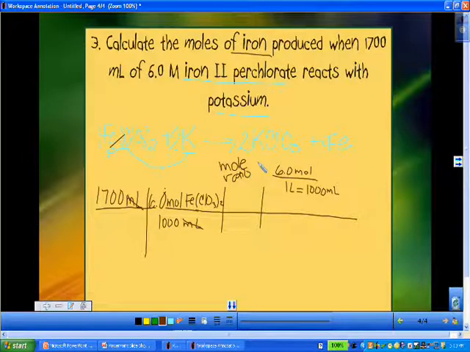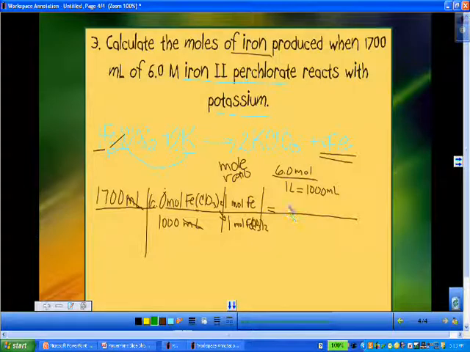Anytime you're going from one compound to another, the mole ratio is what has to be used. So we're going to start with this down here. We're going to put moles of iron 2 chlorate on the bottom, and we're going to look to our balanced chemical equation. We have 1 mole of iron 2 chlorate. Now we need to look at the moles of iron. We have 1 mole of iron. This will allow us to arrive at our answer. We'll calculate 1700 multiplied by 6 divided by 1000, and then we just have a 1-to-1 ratio here.